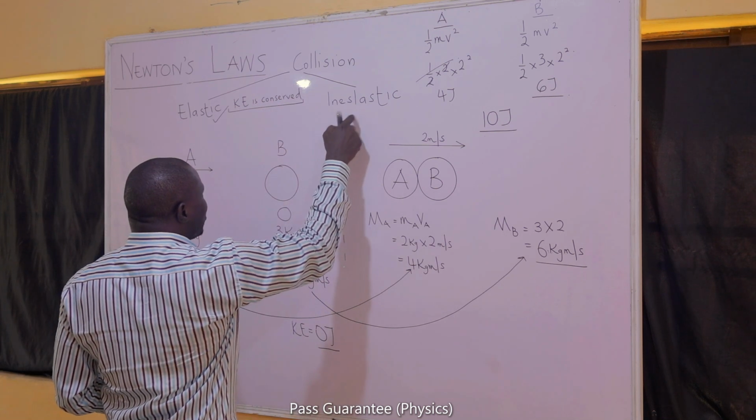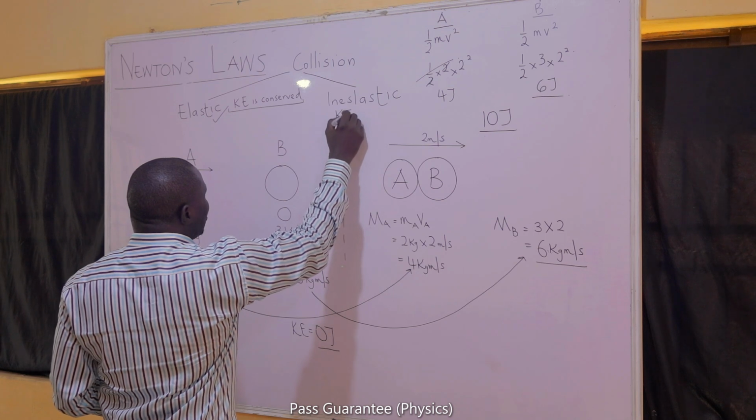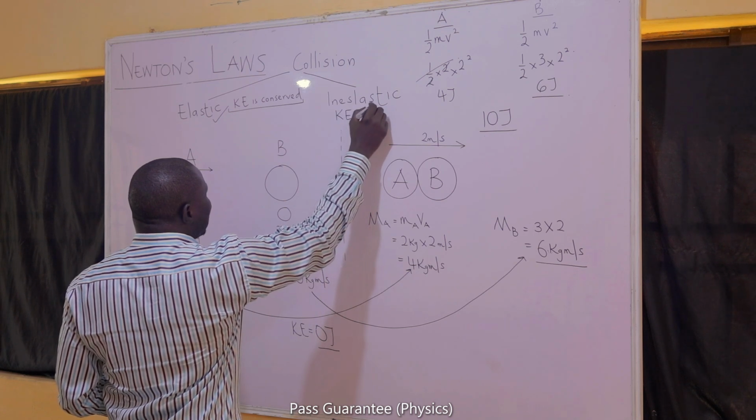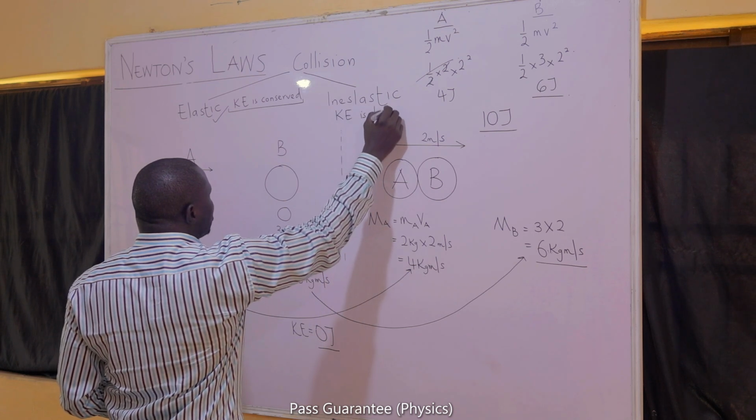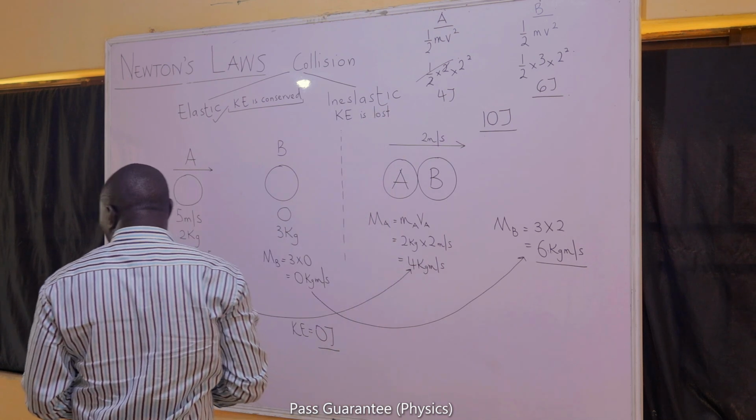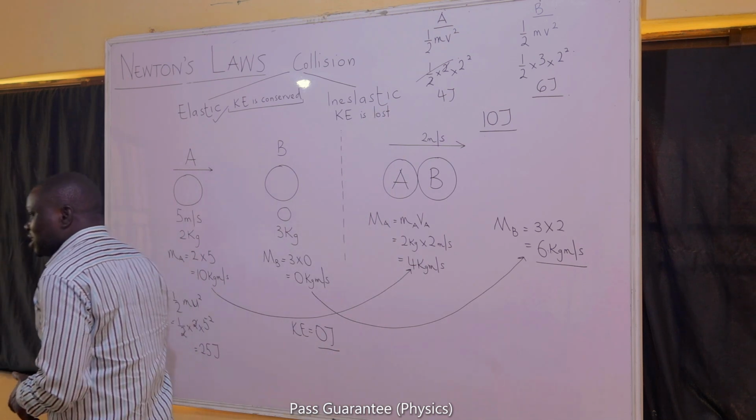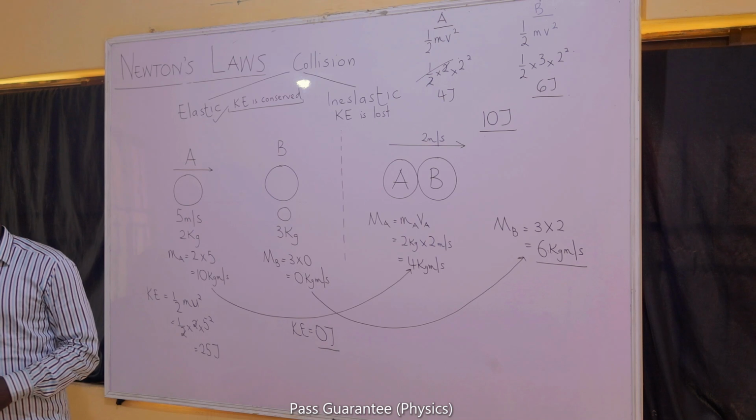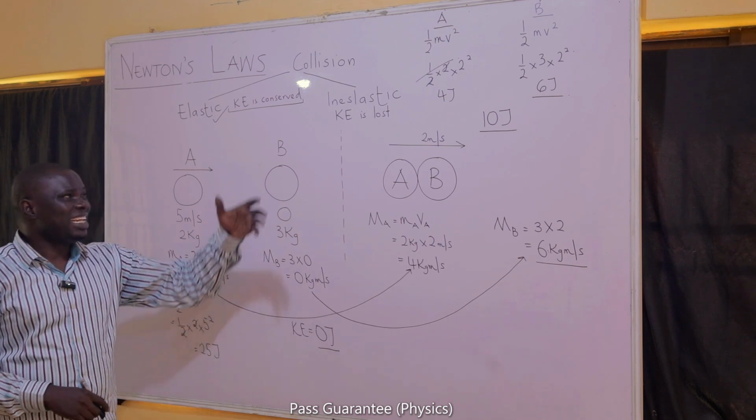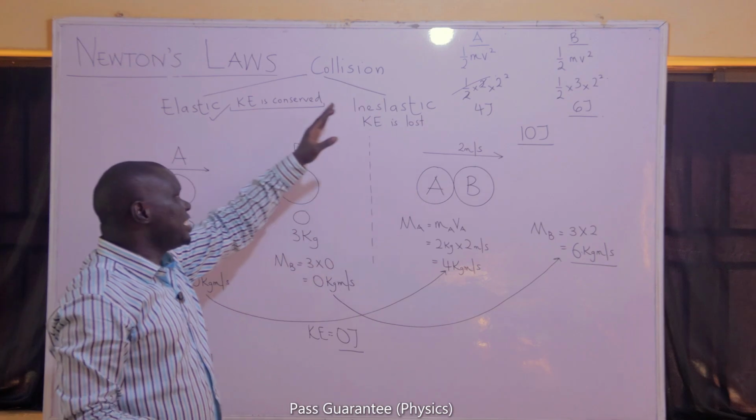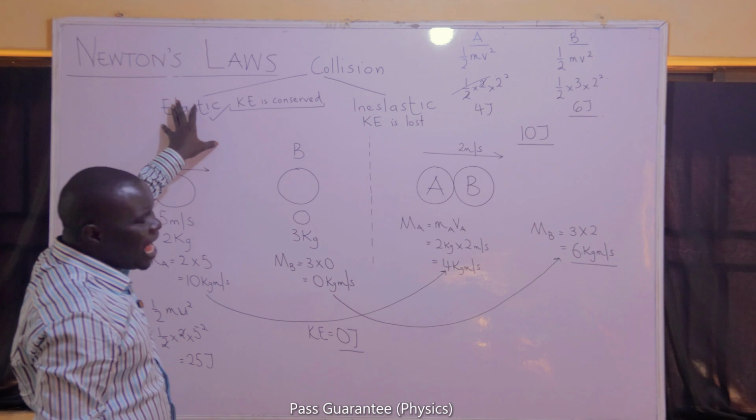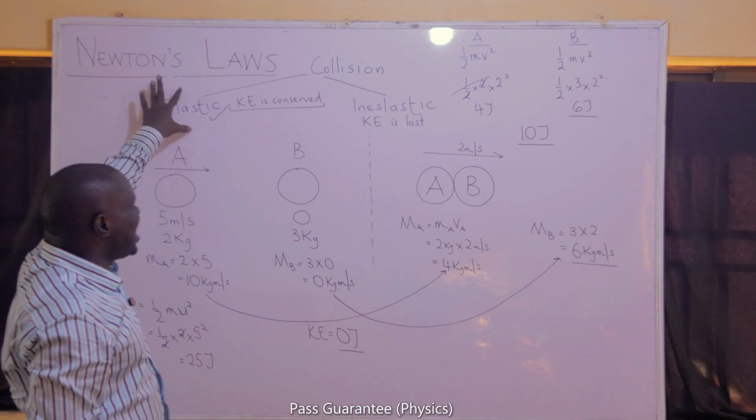In inelastic collision, the kinetic energy is not conserved. In fact, kinetic energy is lost, or it reduces after collision. When the kinetic energy of colliding objects reduces after collision, then it is an inelastic collision. But when the kinetic energy remains the same after collision, it is elastic.